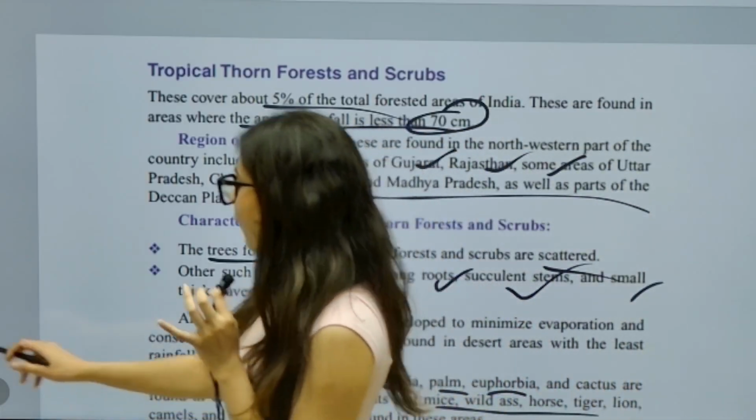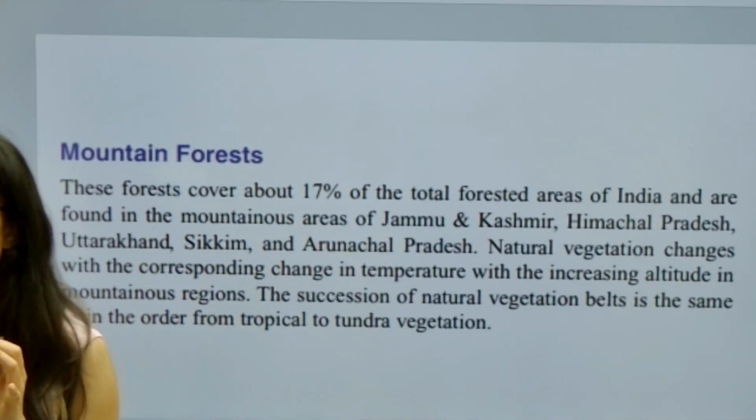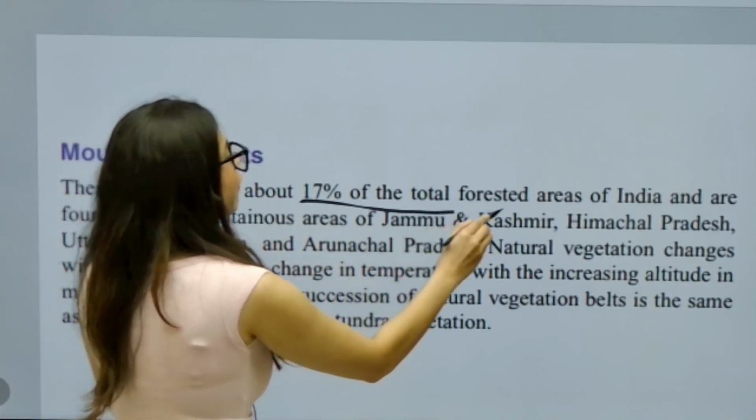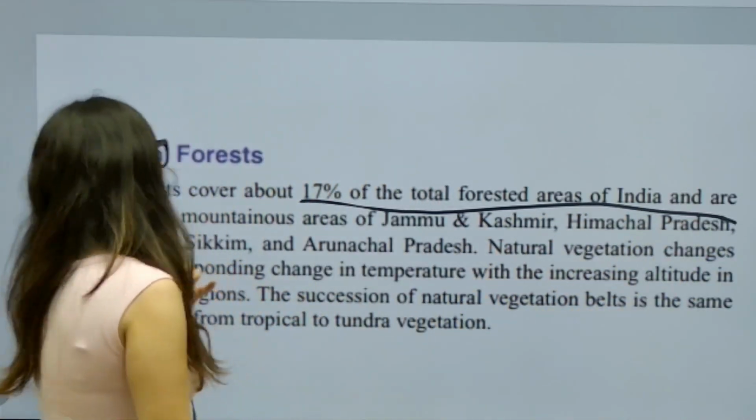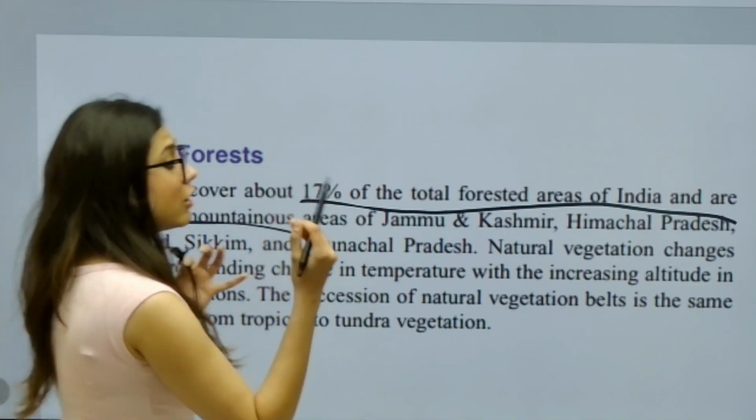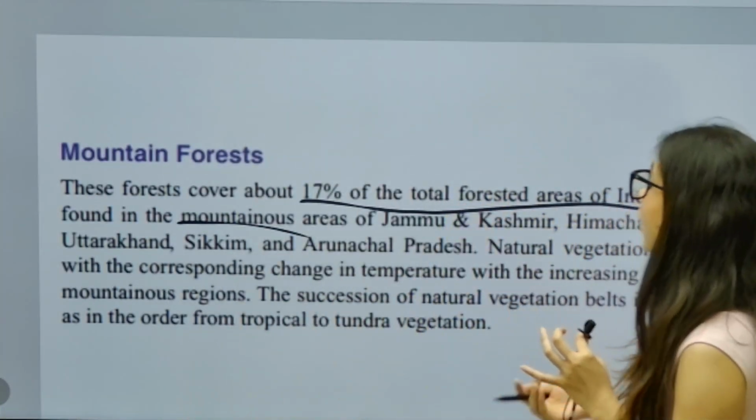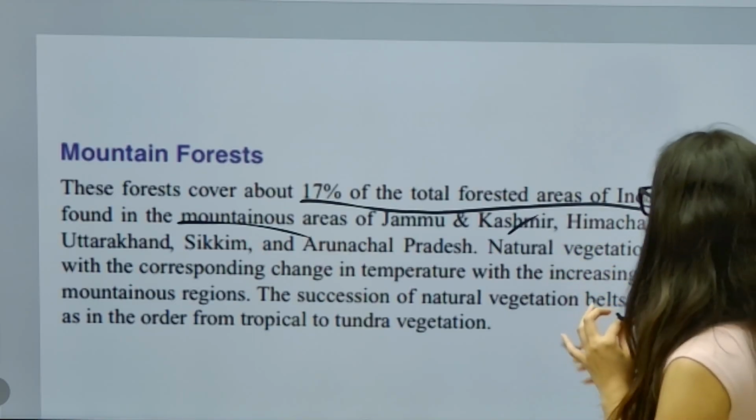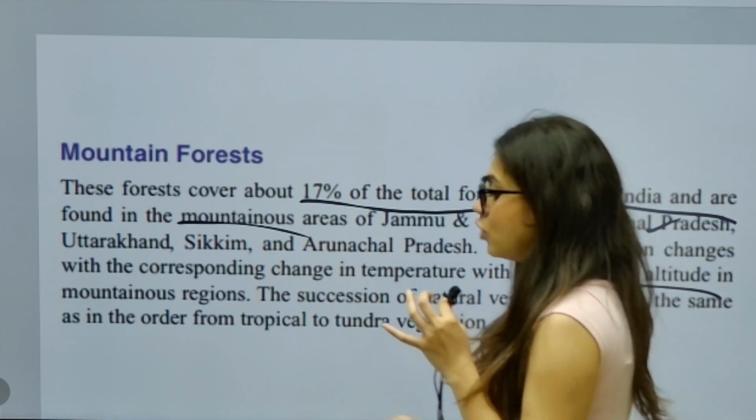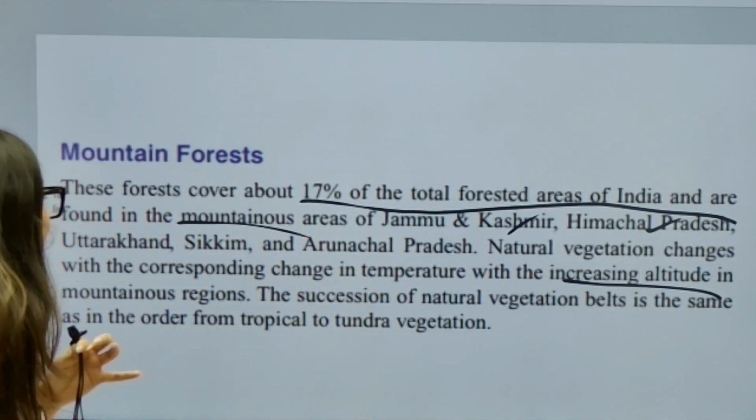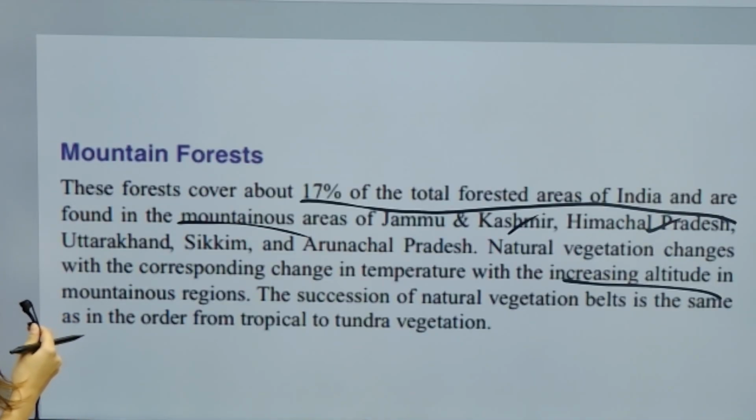The next category is the mountain forest. Mountain forest covers about 17% of the total forested area, and these are found in the mountainous regions, as you see from the name. And where the mountains are found: Himachal Pradesh, Uttarakhand, Sikkim, Arunachal, J&K. Vegetation changes with increase in altitude. So as height increases, the vegetation changes. There are fewer plants and animals.